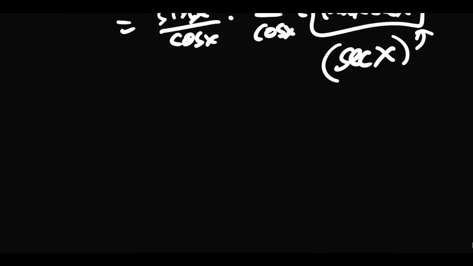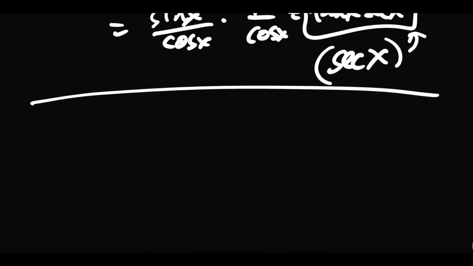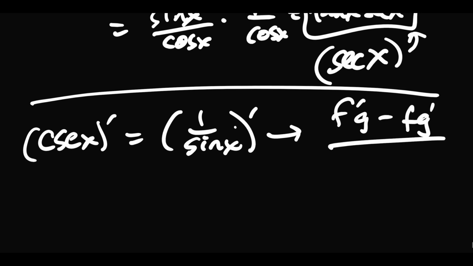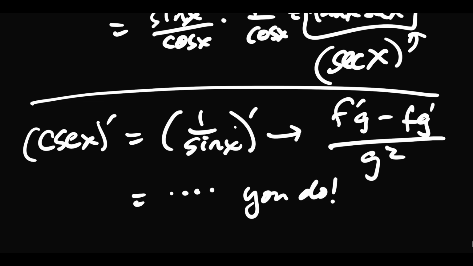So let's do one more. There's one I never remember, cosecant of x. So we'll take the derivative of this. This is 1 over sine of x. You take the derivative, use f prime g minus f g prime over g squared, and you get your answer out from there. I'll let you do this.